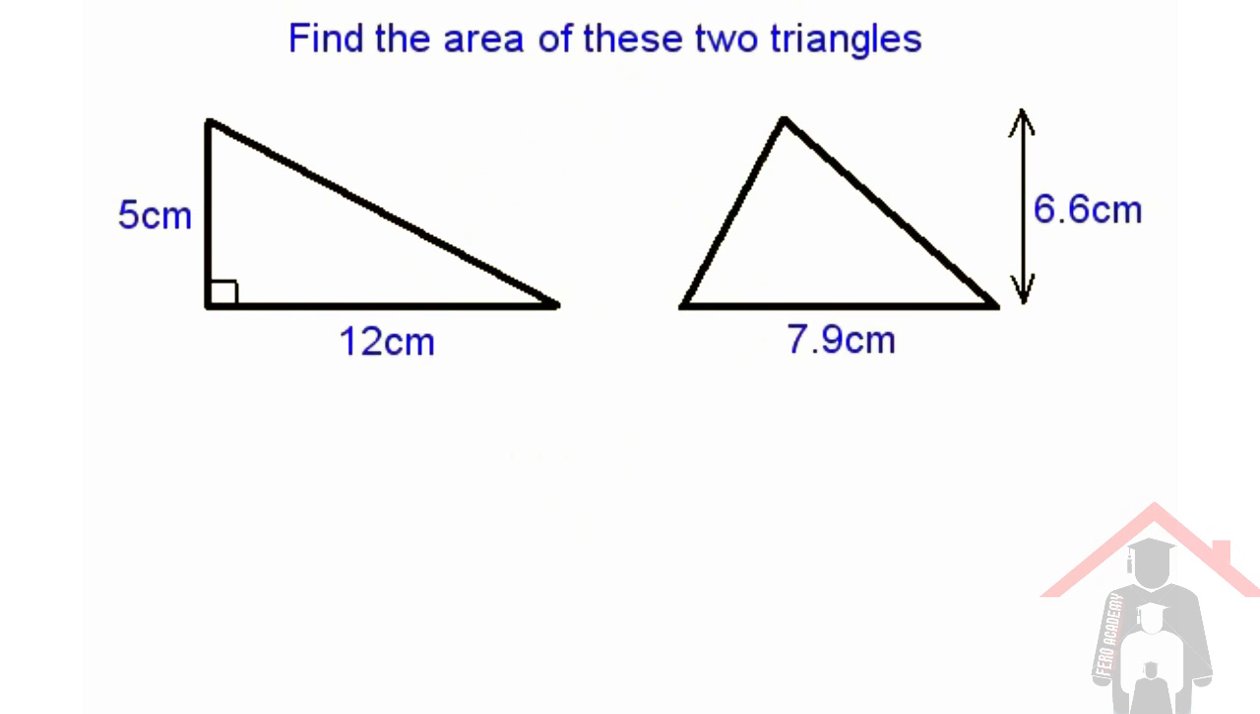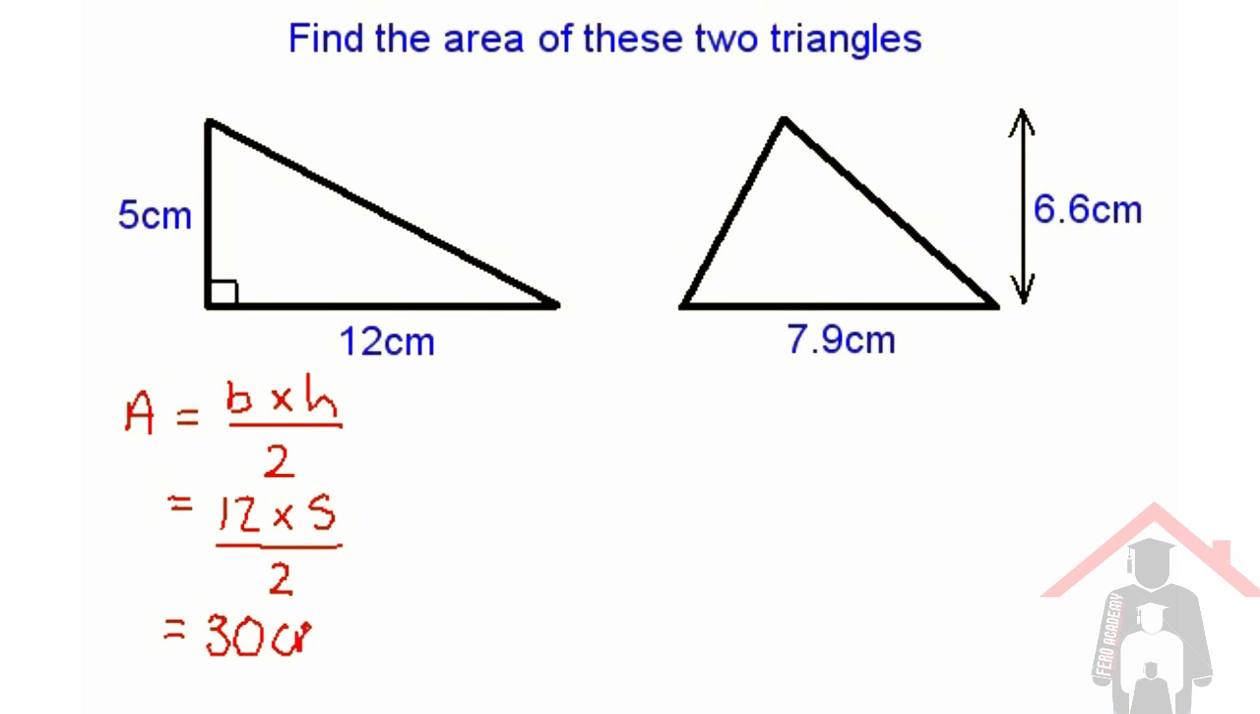It's important to show your working for these questions, so we begin with the formula. Area equals base times height divided by 2. The base is 12 and the height is 5. 12 times 5 is 60 and divide that by 2 to get 30. So the area is 30 centimetres squared.